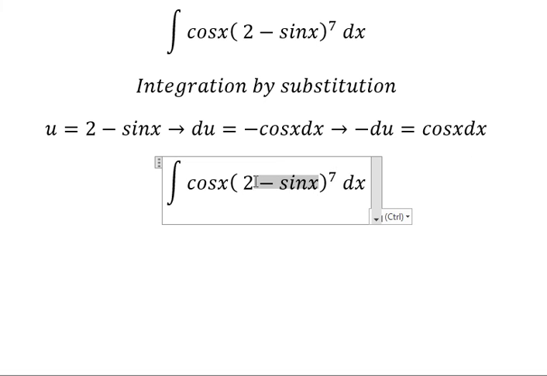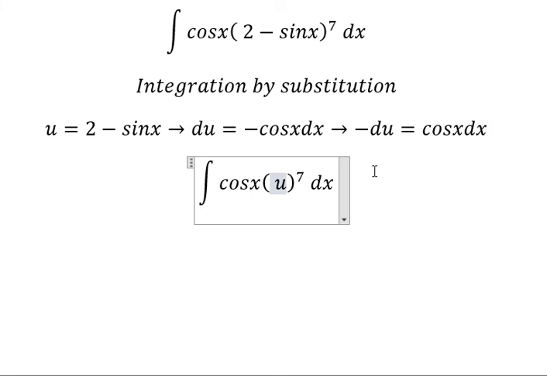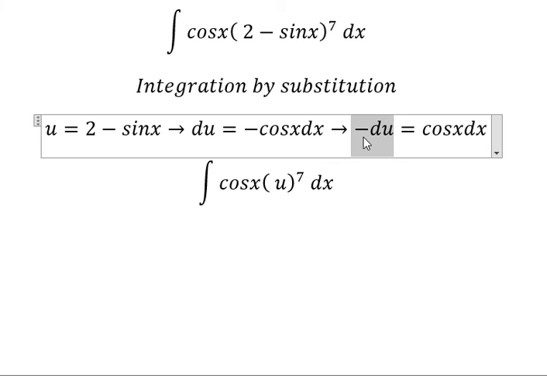Next, this one we change by u. Cosine x dx we change by negative du.